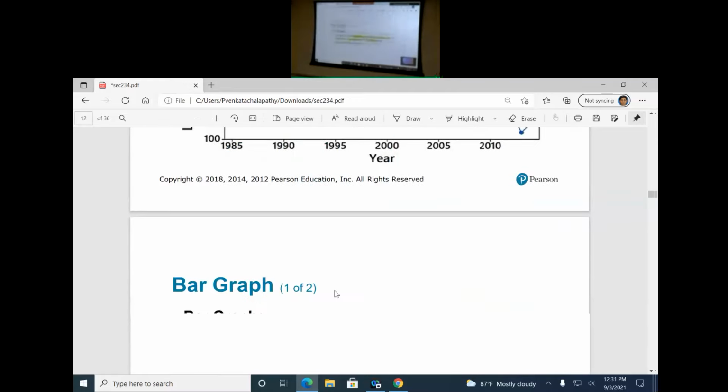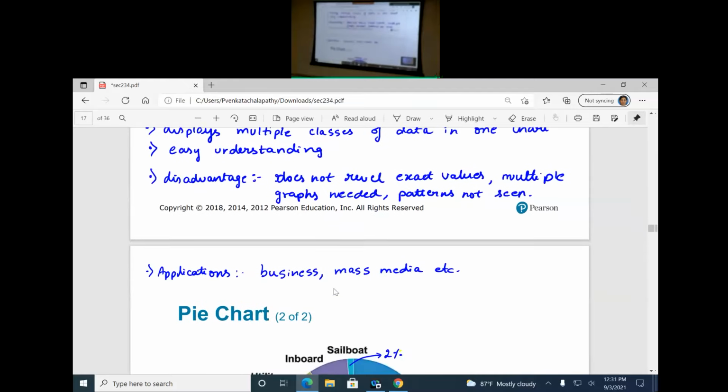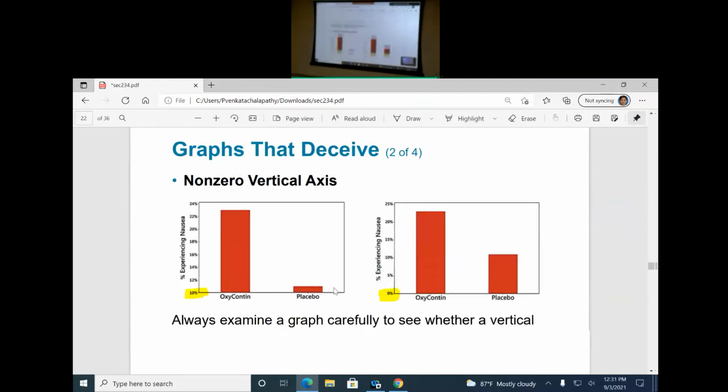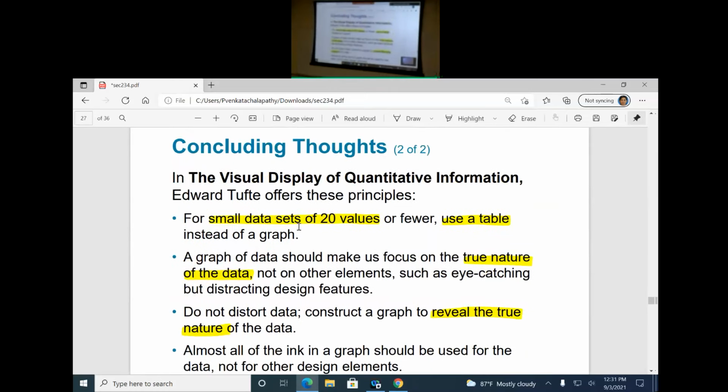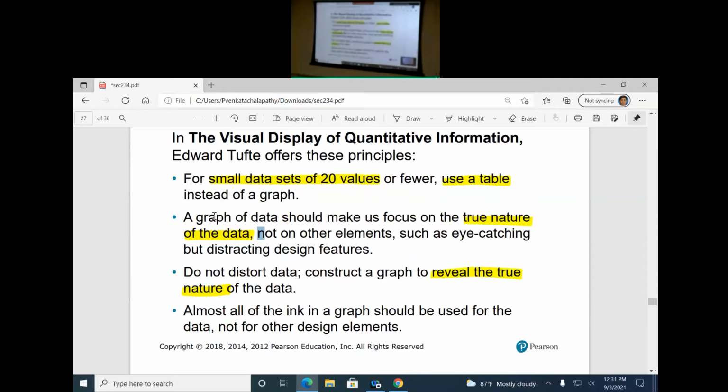So this is a conclusion part which summarizes all the graphs we studied today. If you have a data set with 20 values, then it is better to use a table instead of a graph. Next, a graph of data will always focus on the true nature of the data, like the dot plot and stem plot, which always concentrate on the true values.